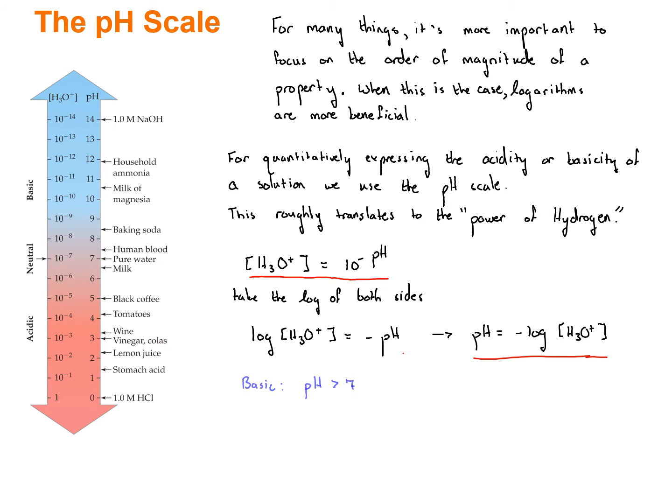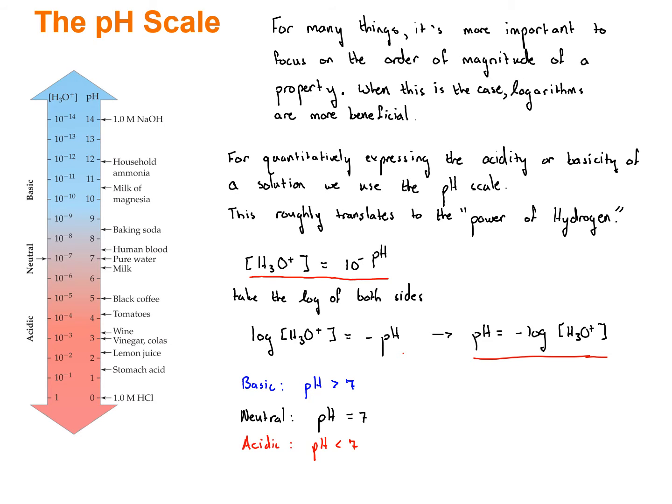If we are looking at a solution characterized by a pH greater than 7, then we're dealing with a basic solution. You can see things like baking soda, milk of magnesia, ammonia, and sodium hydroxide all sit at the top of that scale to the left and are all basic. If we're dealing with something neutral, it should be very close to or at 7. So you see milk, water, and human blood are all very close to a pH of 7.